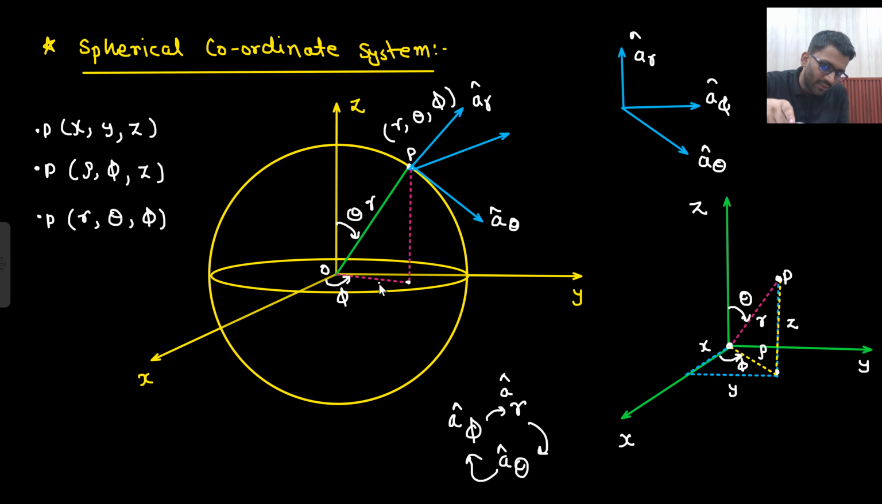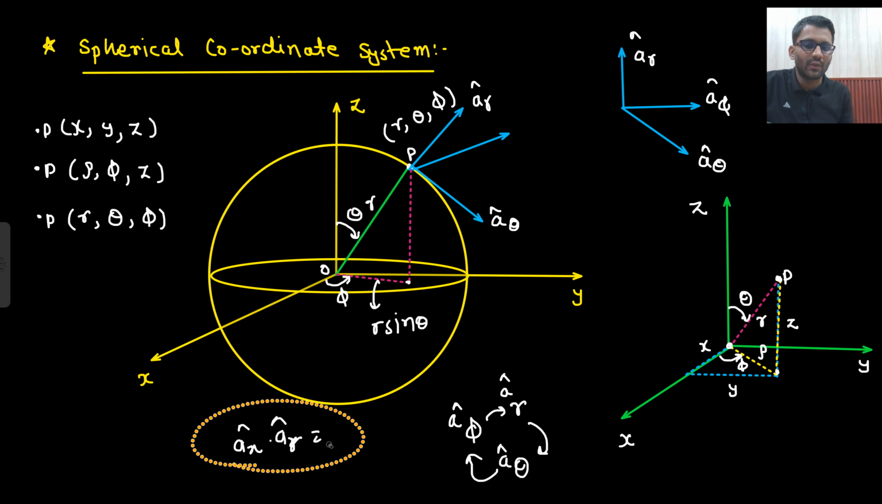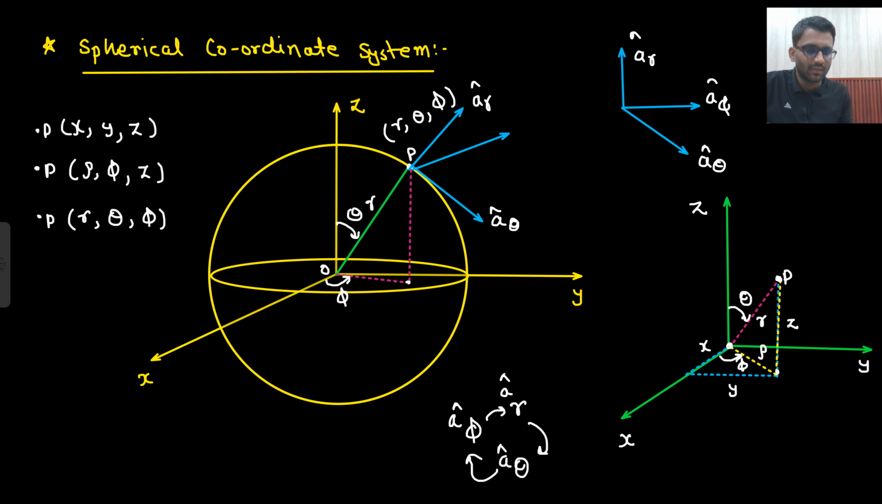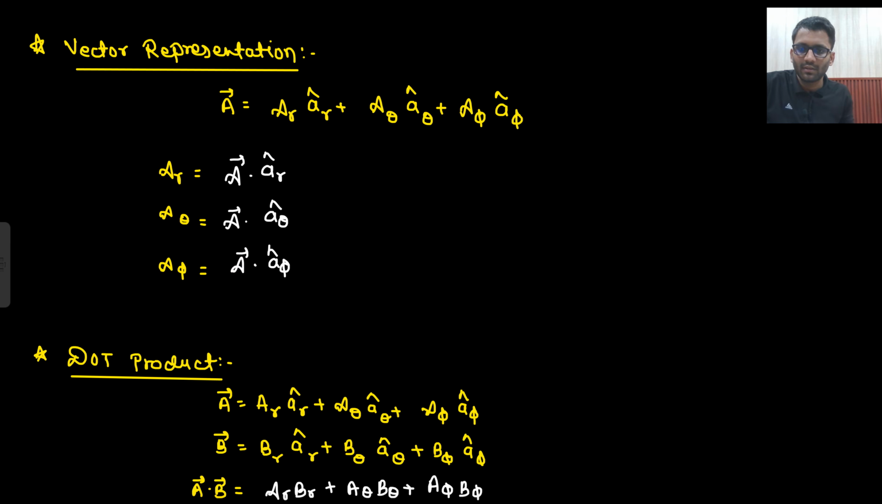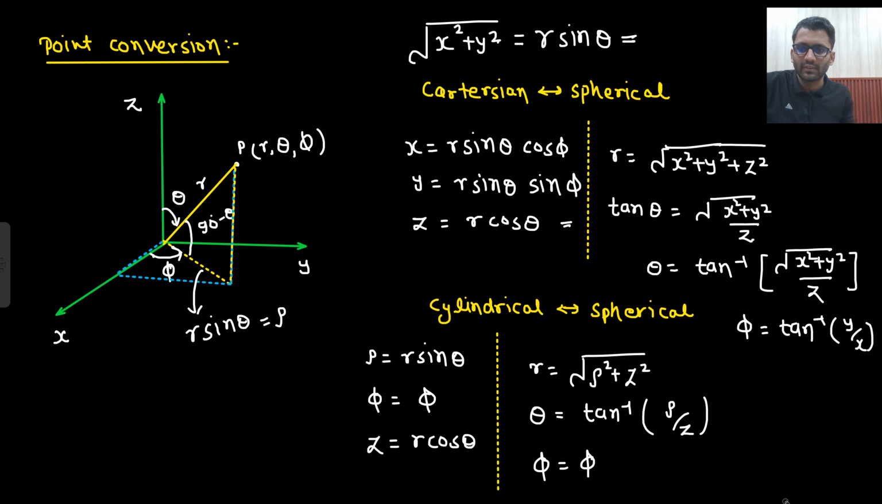Here it will make R cos theta. This is my R sin theta. And if I need the component across x, so R sin theta cos phi. So what will be my Ax dot Ar? First component is sin theta, then cos phi. So sin theta into cos phi. Are you getting this point? So this will be my AR cap.